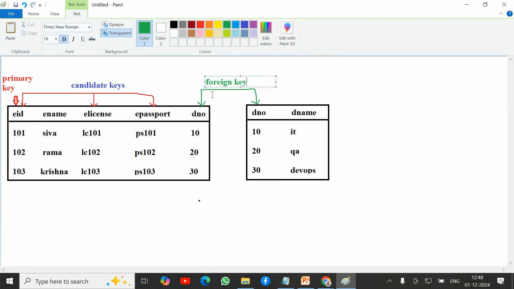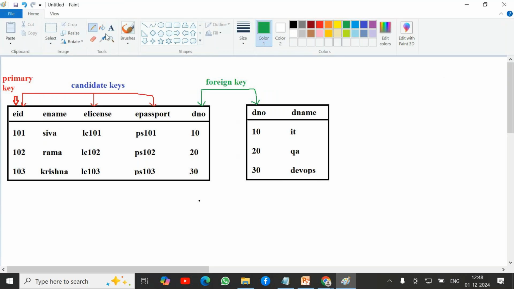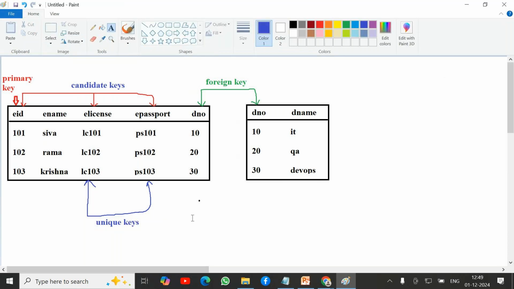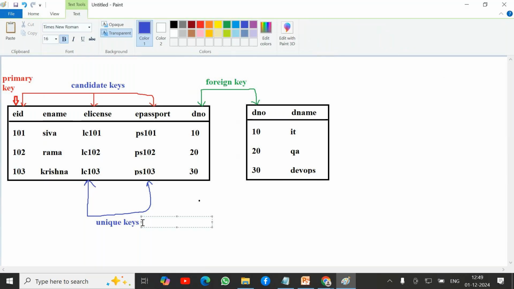Next, observe here the employee license number and passport number. These are the unique keys. These two are the unique keys, and these two are also alternative keys.